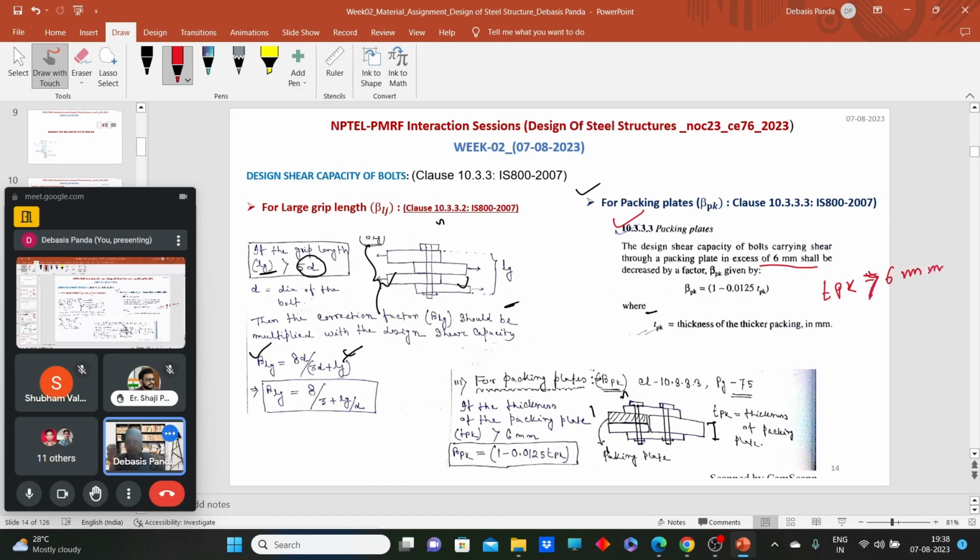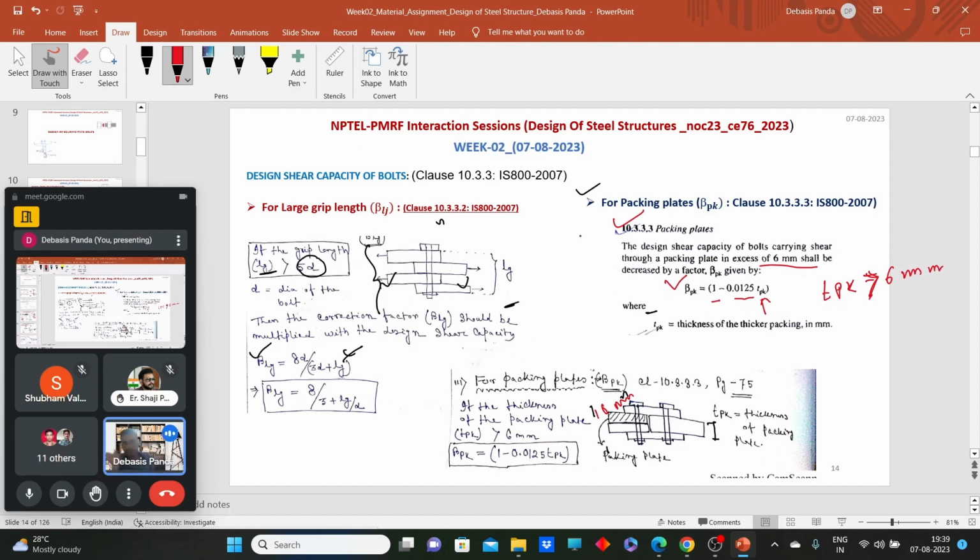That means we are using a packing plate of more than 6 mm. So for this case, the shear capacity of the bolt should be reduced by this factor, beta pk, which equals 1 minus 0.0125 tpk. What is that tpk? The thickness of the packing plate. So here, say for example, I have used a 10 mm packing plate. That means the thickness of the packing plate is more than 6 mm, so I need to introduce beta pk.